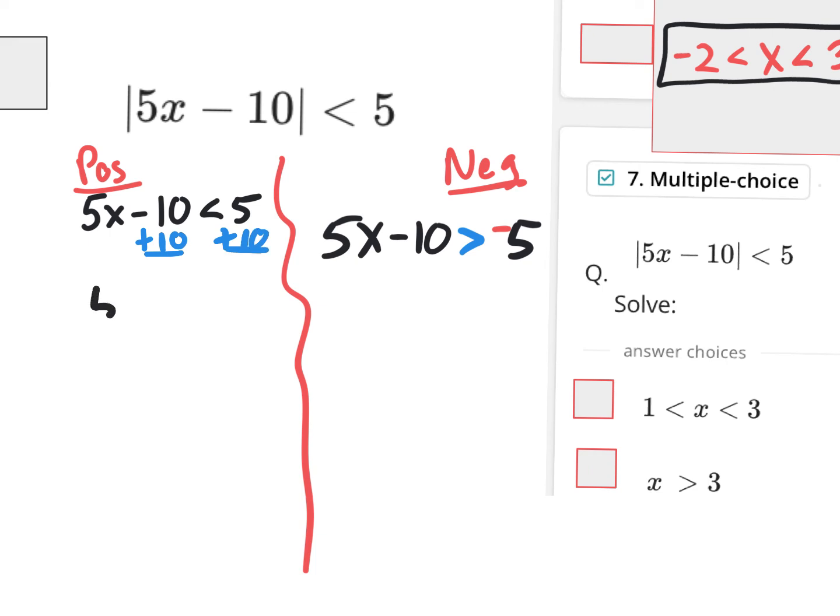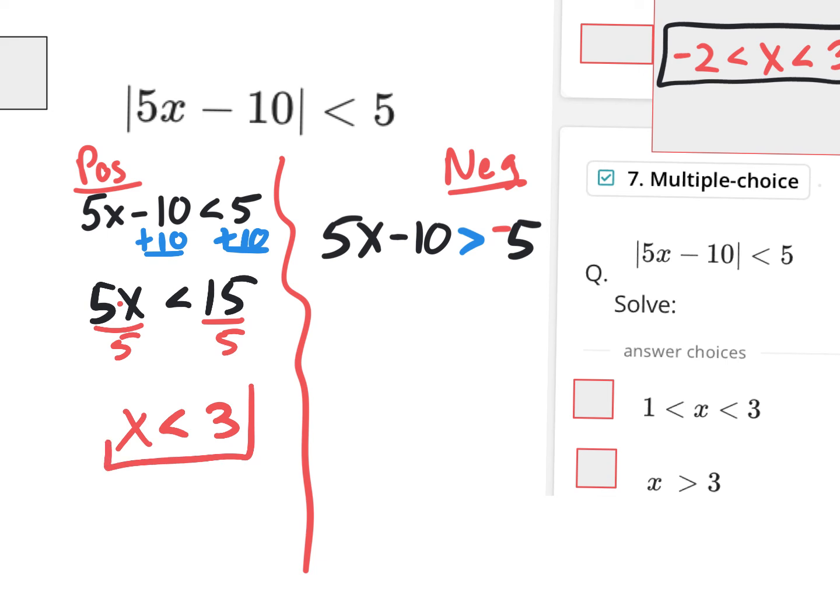That will give us 5x is less than 15. That's really 5 times x is less than 15. Divide by 5, divide by 5. I'm not dividing by a negative 5. It's just a regular 5. So that's not going to change that inequality. It's x is less than 3. That's your final or possible final answer right there.